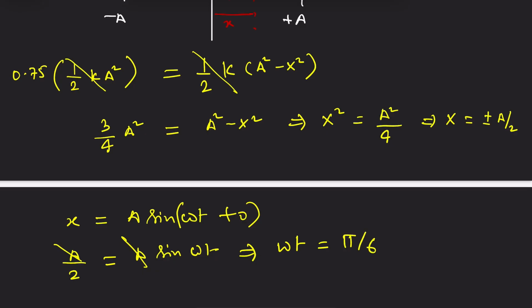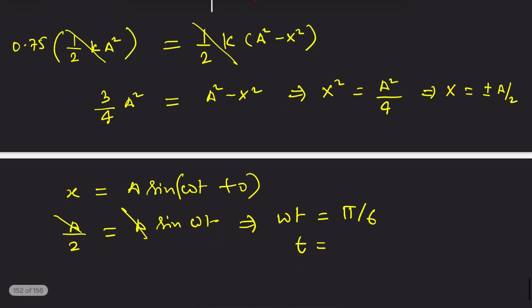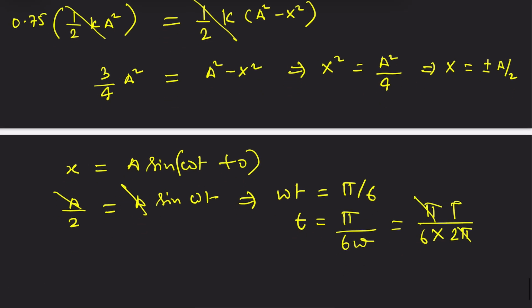So t should be equal to what, it will be pi by 6 omega, and omega we can write as 2 pi by T. So the T will go this side, pi cancels. So t will be 2 by 12, because T is given as 2 seconds. So it is going to come to 1 by 6 second.